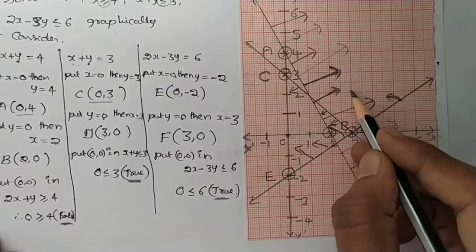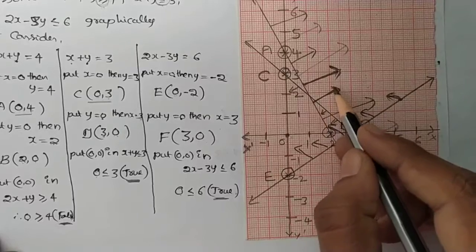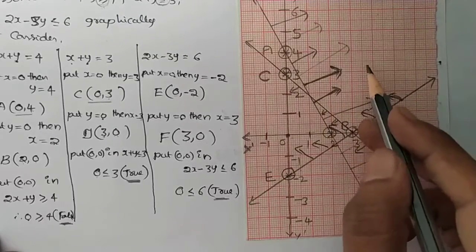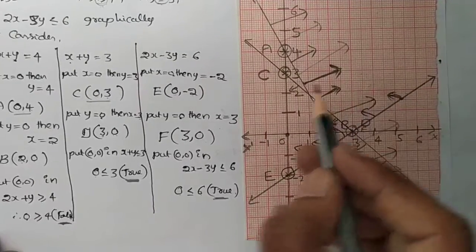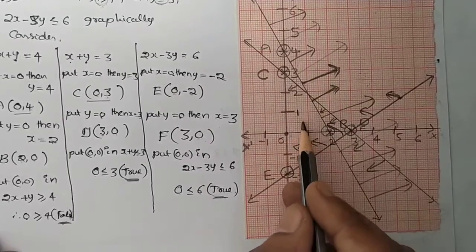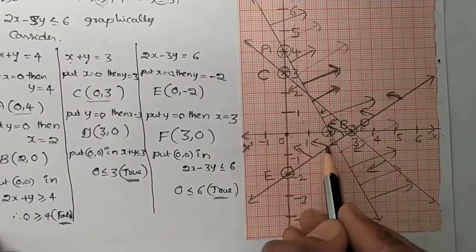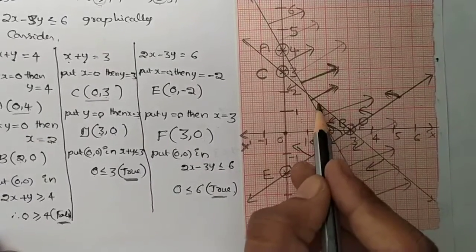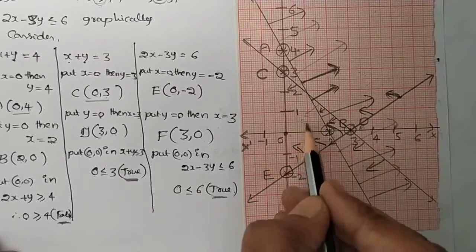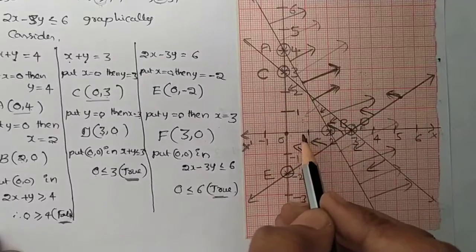It is not coinciding here, right? This portion is coincided by the 2 inequalities only. This will be the not solution region. If we take this portion, here nothing is coincided, right? If we take this portion, then here this inequality and this inequality is coinciding, right? Therefore this will be not the solution region.